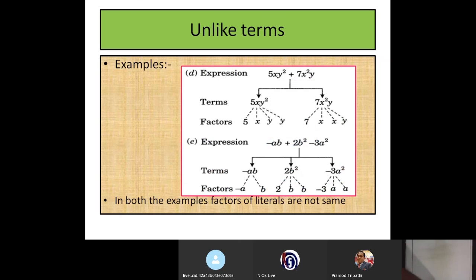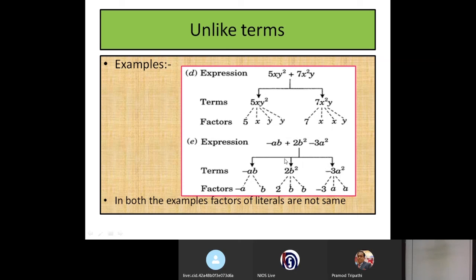Now we go to the next slide, unlike terms. Unlike terms: 5x y square and 7x square y. These are the 2 terms here. The factors are 5, x, y into y, 2 times y and 1 time x. In the second term, 1 time y, 2 times x. Since the literal factors are different, because in the first term x has come 1 time, but in the second term x has come 2 times, the literal factors are different.